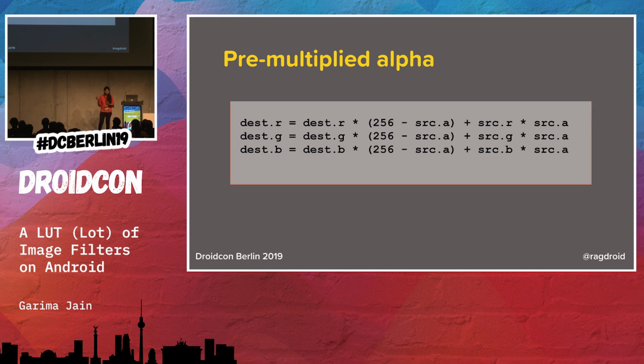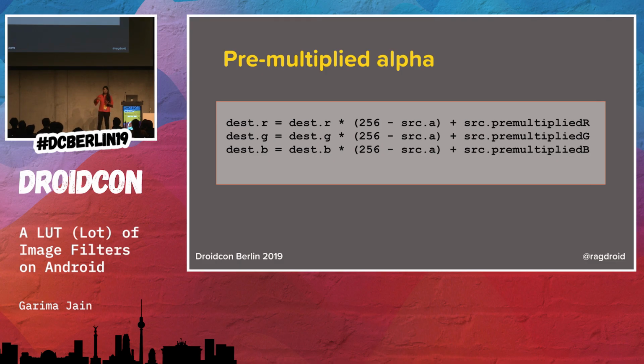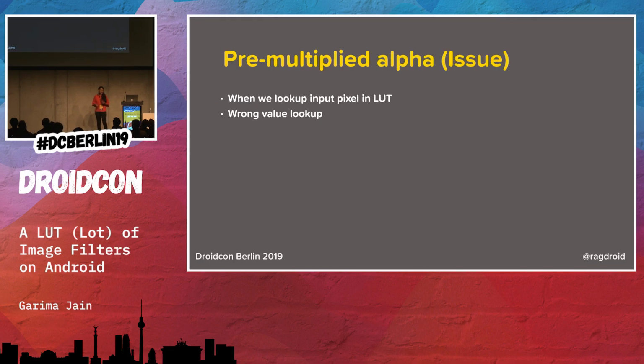So what Android does is, it caches this value, source R value into R, into alpha, and stores it as a pre-multiplied alpha R. And what is the issue with that? We expected it to store the proper RGB value, and instead it is storing a pre-multiplied value, which is not what we expected. It is storing a multiplication of the alpha value.